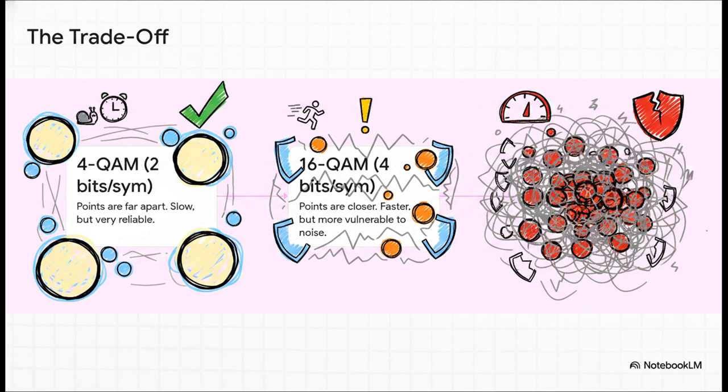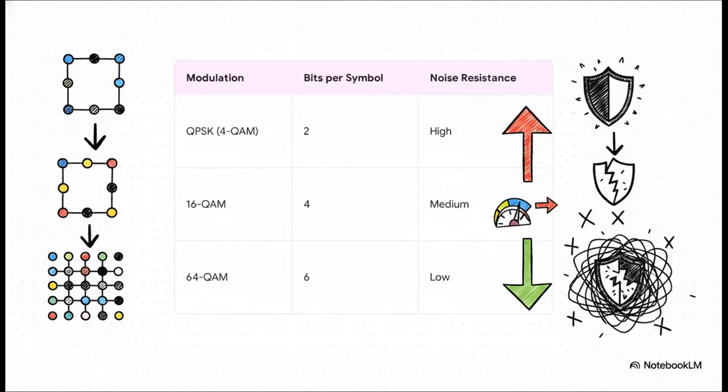To go faster, we jump to 16QAM. Now we're sending 4 bits at a time, twice as fast. But look how much closer those points are. We've just sacrificed reliability for speed. And if we push it even further, to 64QAM, we get 6 bits per symbol, but now that constellation is dangerously crowded. This table just lays it all out, plain and simple.